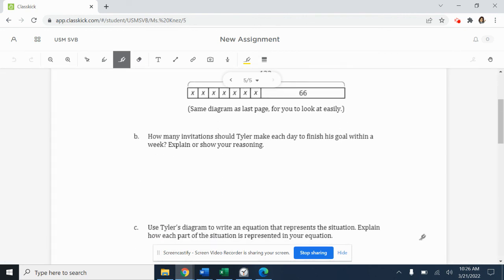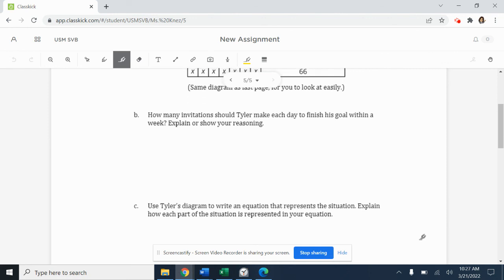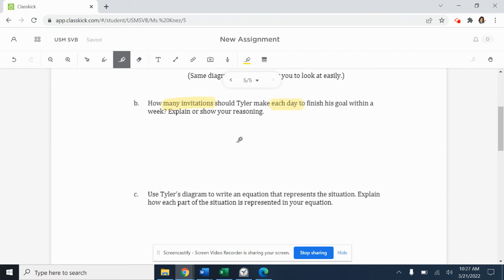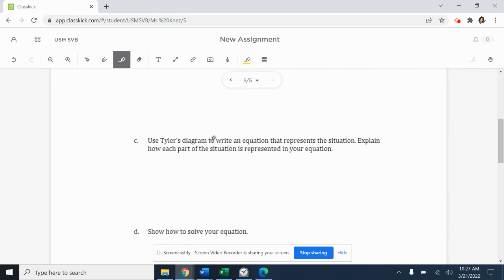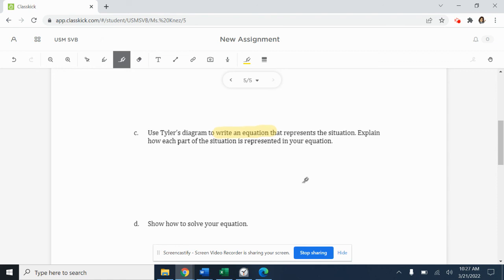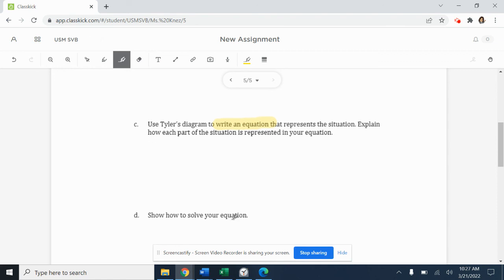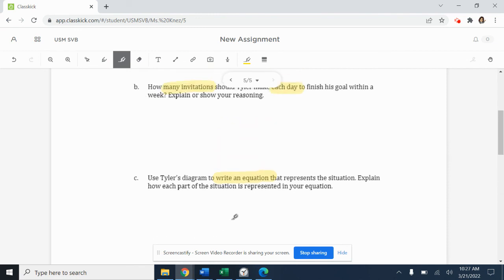Your last work for today is on slide 5. In question B, you need to figure out how many invitations should Tyler make each day, so each X, to finish his goal within a week. In question C, I want you to write an equation that represents the situation and explain how each part of the situation is represented in your equation. And in part D, I want you to solve the equation.